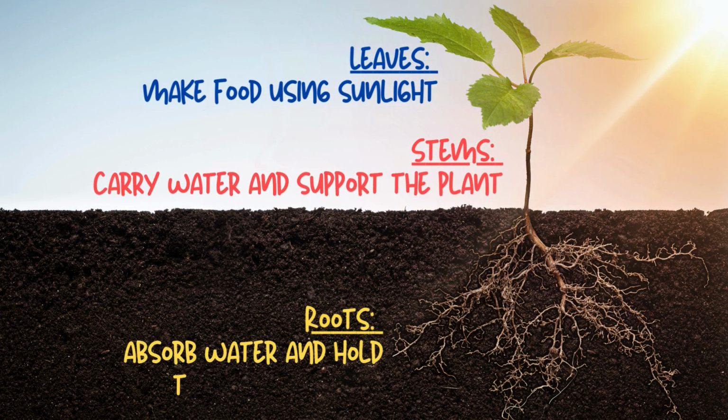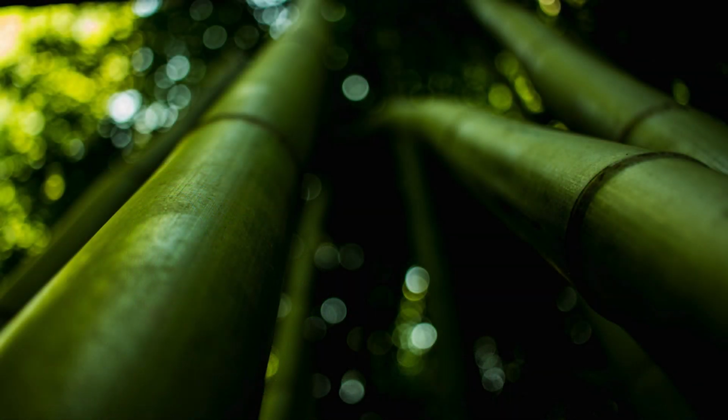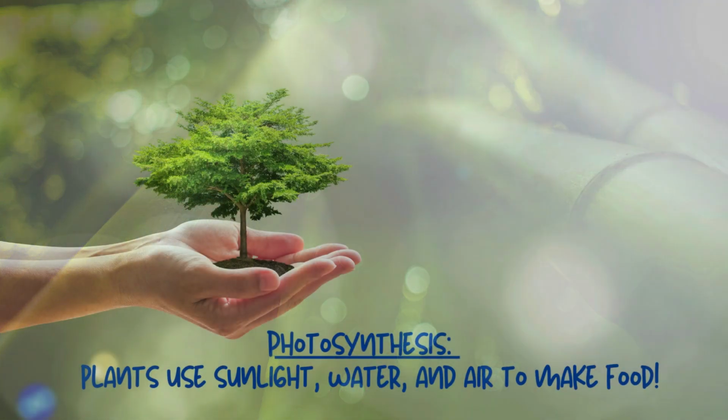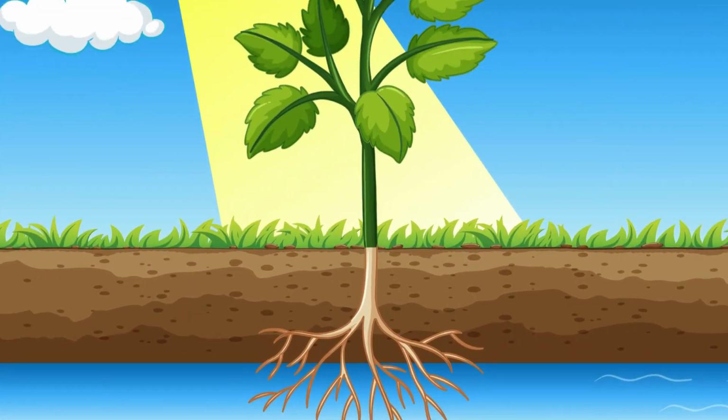The roots absorb water and nutrients from the soil and hold the plant in place. The stem carries water and supports the plant so it can stand tall. The leaves make food through a process called photosynthesis.